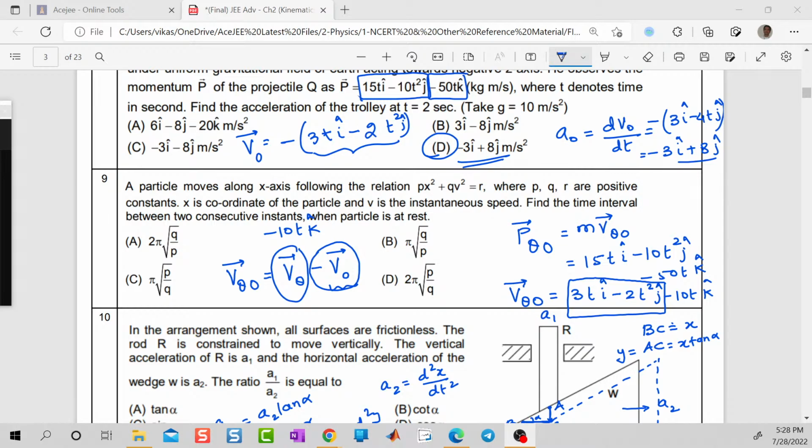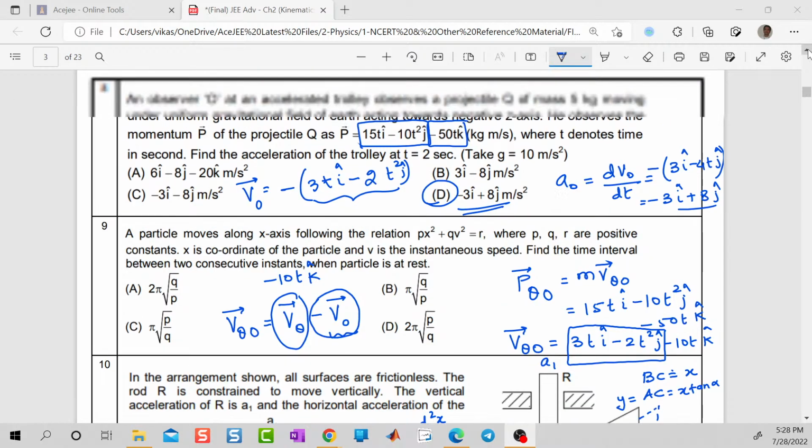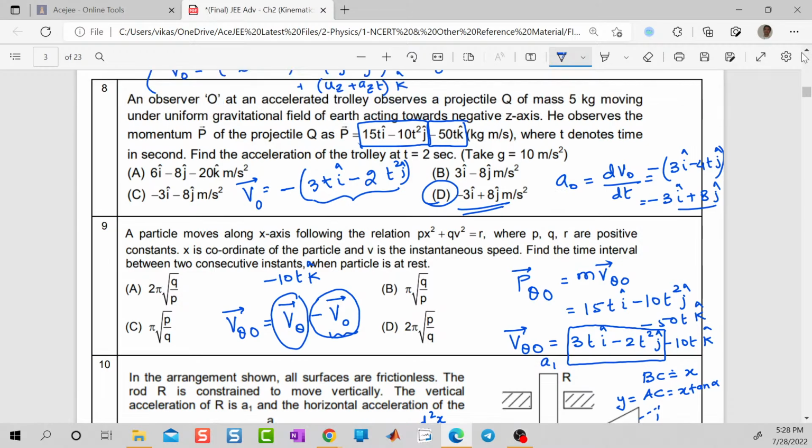Okay, the projectile is moving in the vertical direction. It says it's moving under the uniform gravitational field of Earth towards the negative z-axis. That means that the acceleration is constant. First of all, its velocity is only in the z direction, so minus k, right? Correct, Nobita? Yes, sir.